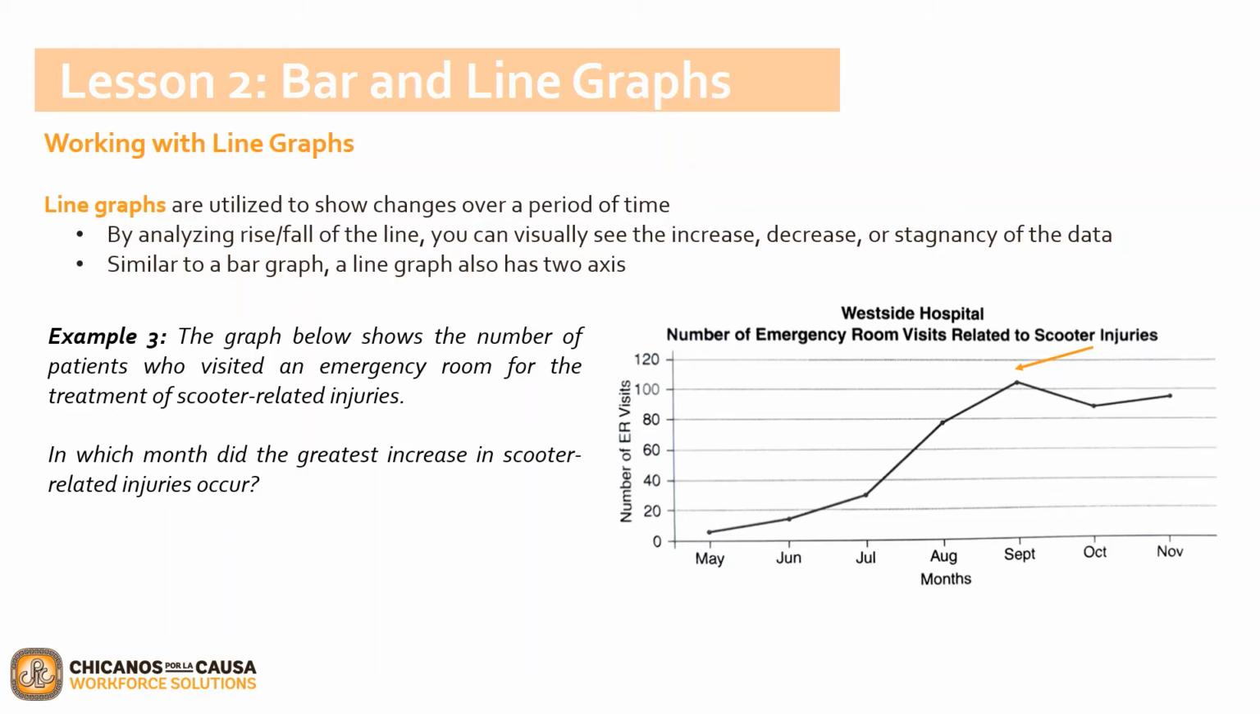However, it's not asking us for the biggest amount or the largest amount or the most amount of ER visits. It's asking us in which month did we see the greatest increase. So we want to go ahead and look for the steepest line. We can see from this particular line graph that the steepest line, or the steep amount, is most seen between the months of July to August. Therefore, July to August is going to be our final answer.